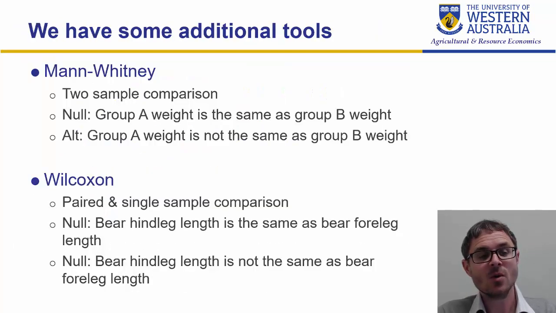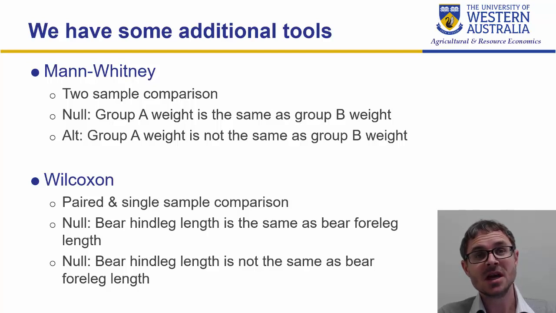So if we move forward, what were the tools? When we have small samples from non-normal populations, what do we do? We have two different kinds of tests that we've been introduced to: the Wilcoxon test for single samples and paired data, and the Mann-Whitney test for two samples. The only real difference from a practical point of view for us is the way that we formulate the null.